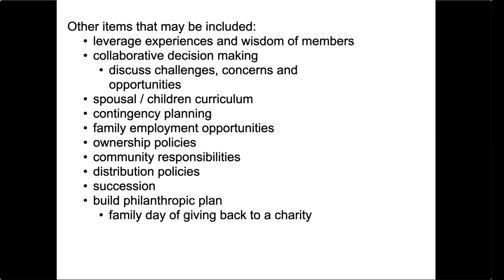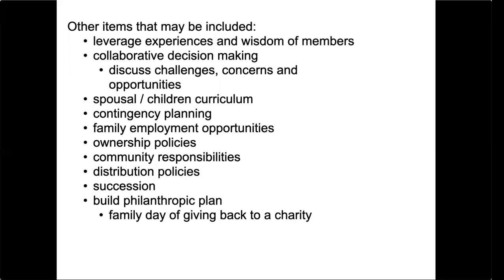You could develop spousal or children curriculum. If they're not included in the family meetings, maybe you create a separate education piece for spouses, or separate education for the children. Have some contingency planning in terms of crisis planning. Highlight family employment opportunities. How do you create family opportunities, i.e. what is required to be part of the business?